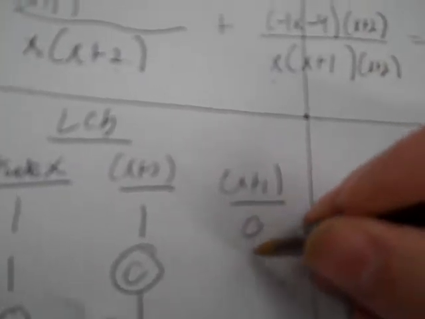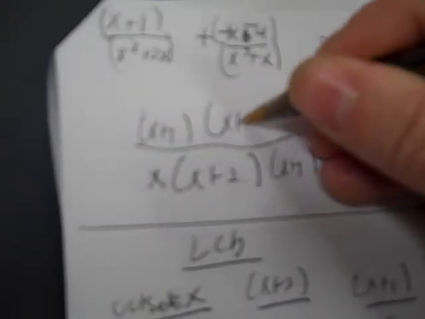X plus 1, I've got 0, 1, and 1, so I want to raise that up by a factor of x plus 1. Now this looks kind of intimidating, but it's not going to end up anything big, okay? Here you have to do the FOIL method.